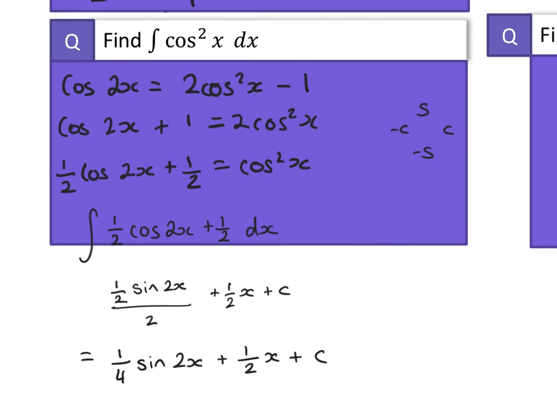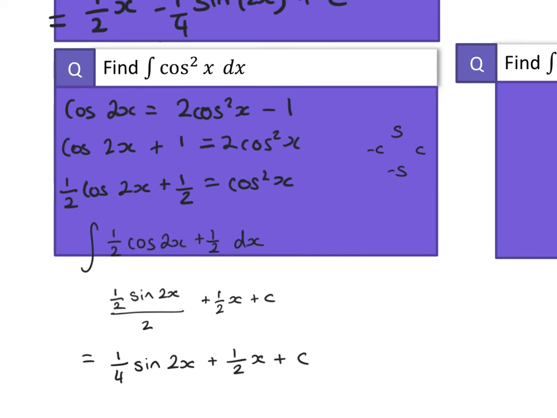Now, if you look at this, if we were to integrate cos squared of x, because we don't know how to do that yet, I'm pretty sure you wouldn't have got this answer here. So we really need to be on it.